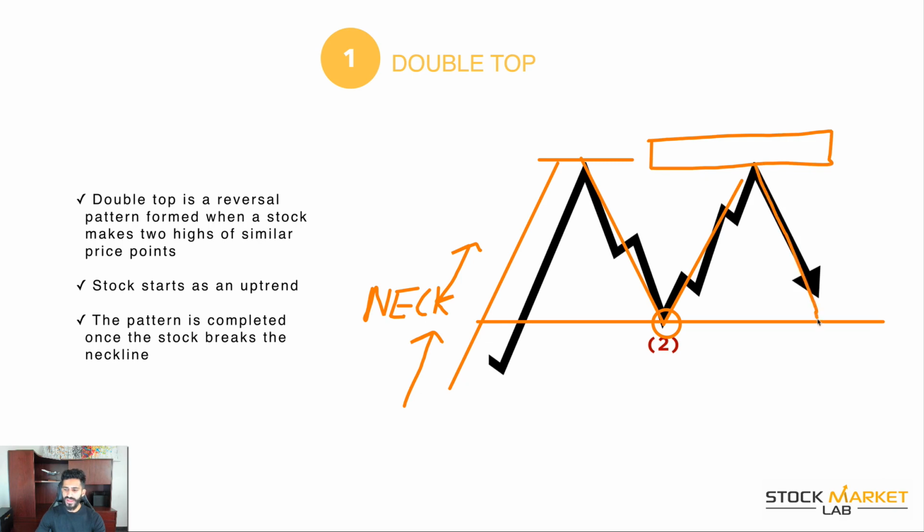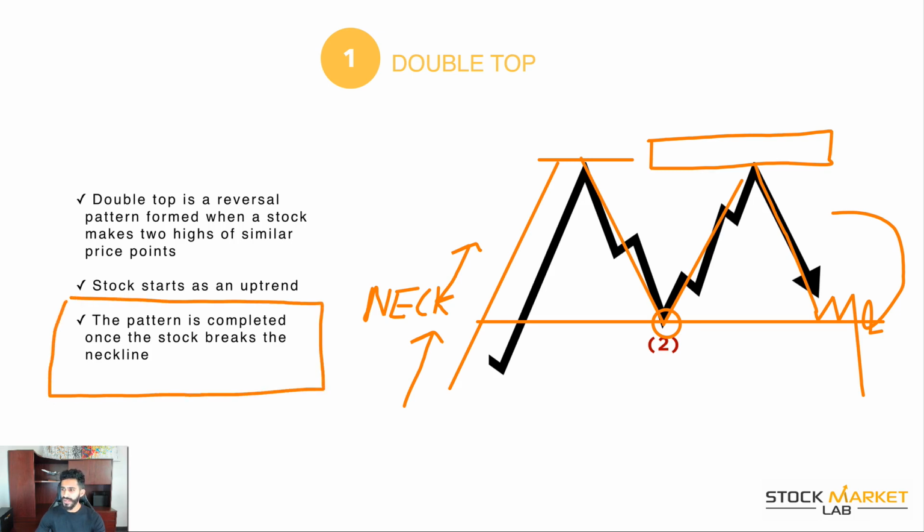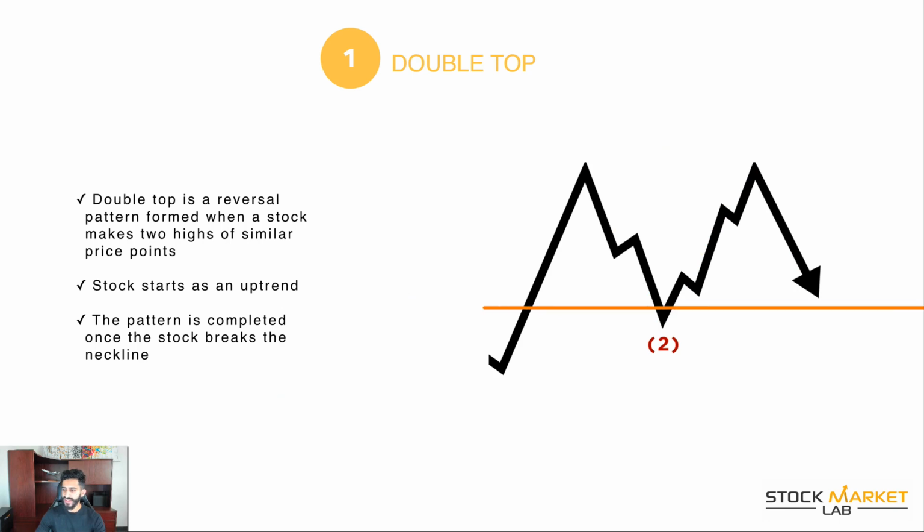Once it comes down, if the stock can break the neckline, that is now considered a double top and you are looking to short the stock here. The pattern is completed once the stock breaks the neckline. Very important to keep this in mind. The pattern is not completed until it breaks this neckline. So let's go over some examples of the double top.